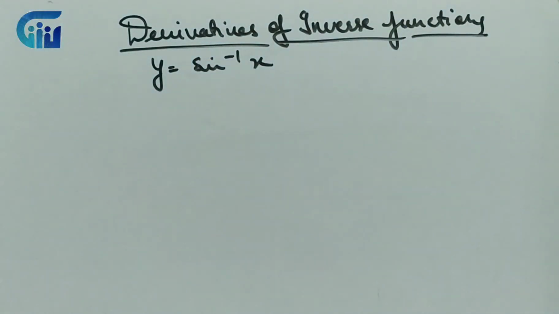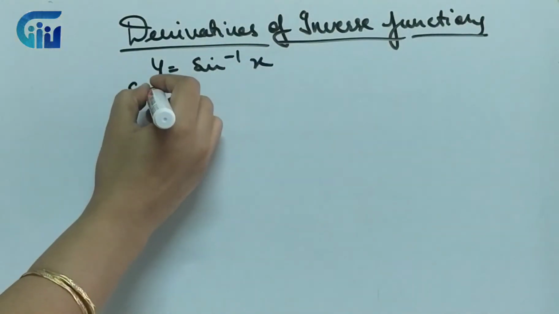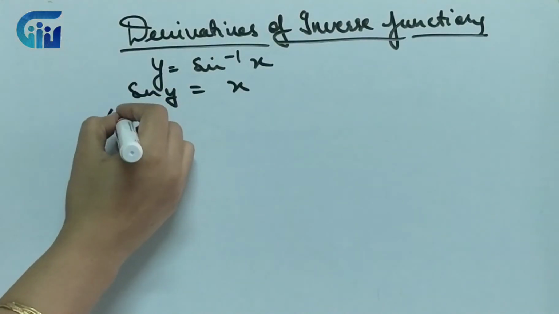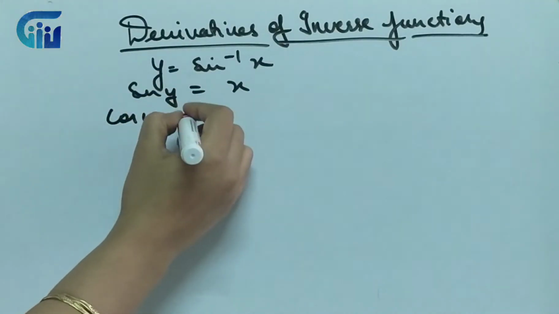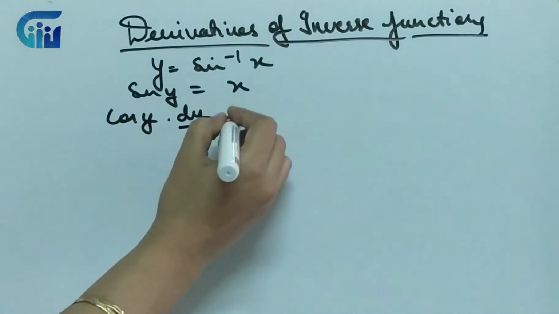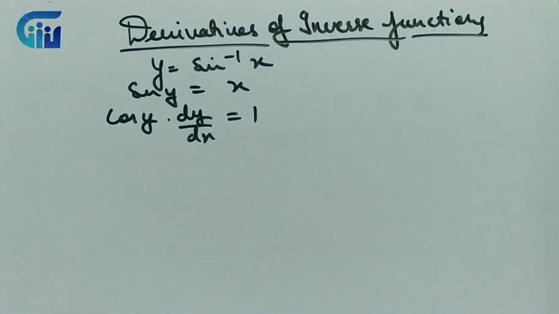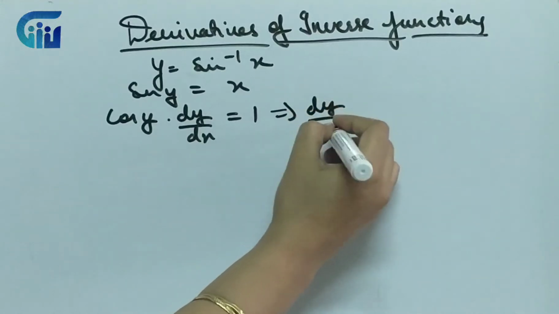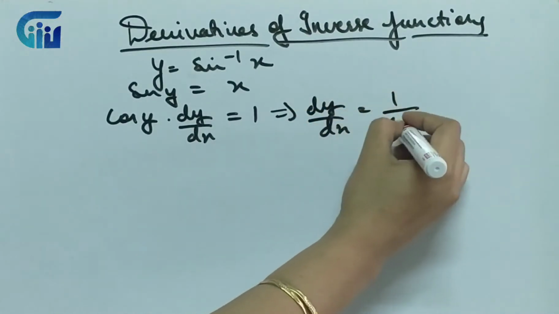x. So inverse हटाने के लिए क्या करते हैं? We will take sine of both the sides. So sin y = x. Now I'll differentiate. Implicit function बन गया, so we will differentiate. So sin y का derivative cos y, y का derivative dy by dx, x का derivative 1, right? अब dy by dx क्या बन गया यहाँ से? dy by dx is 1 upon cos y.